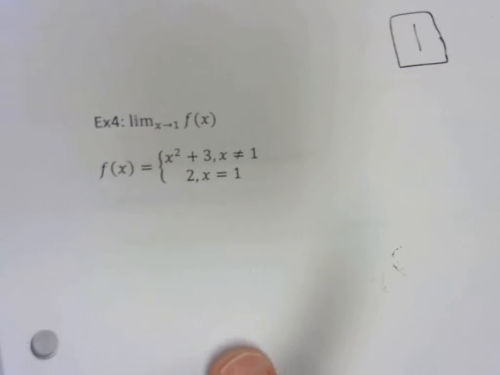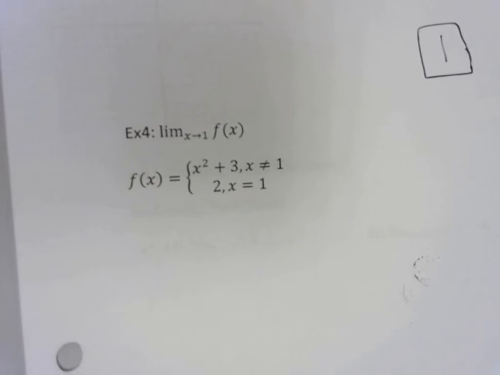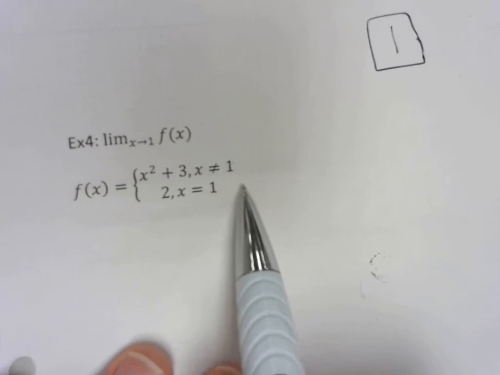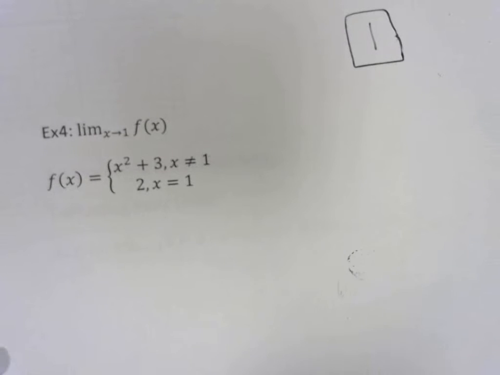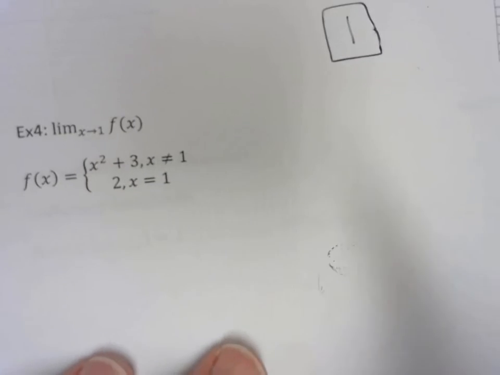If I look at example 4, now it actually writes out the limit. The limit as x is approaching 1 of f of x. So I want to know what my limit is, what the y values are approaching as x is approaching 1. And they tell you f of x, this is a piecewise function. x squared plus 3, x cannot equal 1, and basically I just have y equals x squared plus 3 and y equals 2. So x squared plus 3, you should be able to look at that and figure out pretty well what that's going to be.